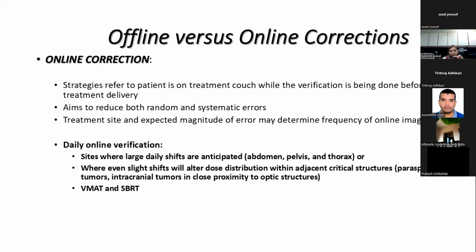The other things where we need the daily online verifications are the treatments where we are dealing with critical structures, like when paraspinal tumors are being treated. The spinal cord is the critical structure, and we need to get the daily online verification. Also intracranial tumors in close proximity to the optic structure, VMAT and SBRT.